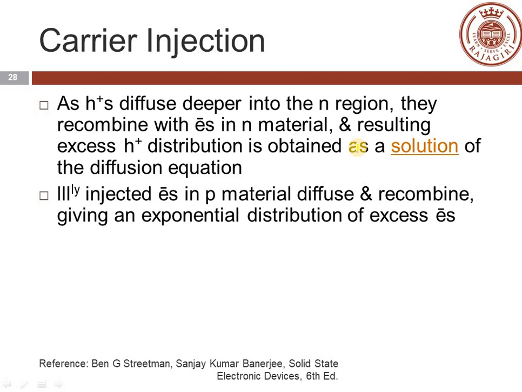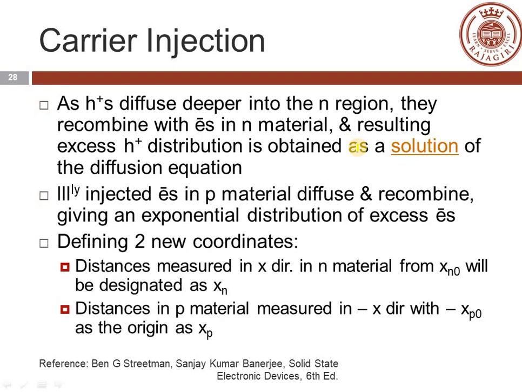Similarly, inject electrons in the p material, diffuse and recombine, giving an exponential distribution of excess electrons. So now we will be defining two new coordinates. That is, we have the edges of our transition region. At the n side it is xn0 and at the p side it is minus xp0. Now the distance measured from xn0 will be treated as xn, and the distance in the p material measured from xp0 will be treated as xp.